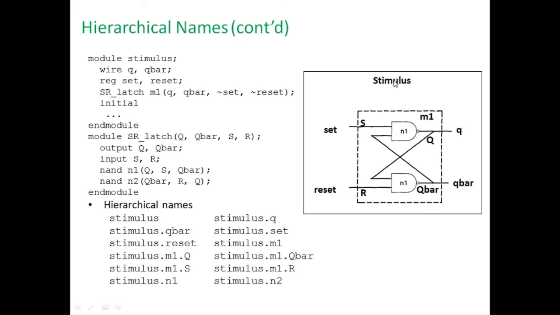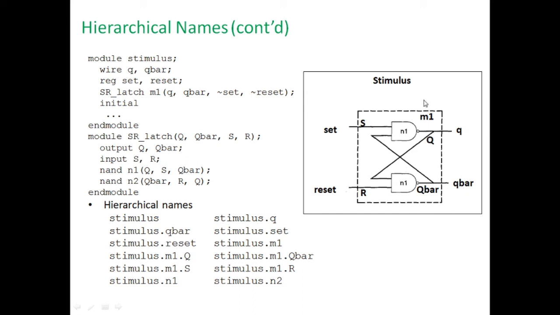Inside the stimulus, I am instantiating M1, one instance name. What is this M1? It is actually an SR latch. So stimulus dot m1 dot r: in this way I am referring to this signal r. If I want to refer to NAND gate n1, it is stimulus dot m1 dot n1. In this way I can also refer. If I want to refer to q, because it is an identifier, it is stimulus dot m1 dot q.